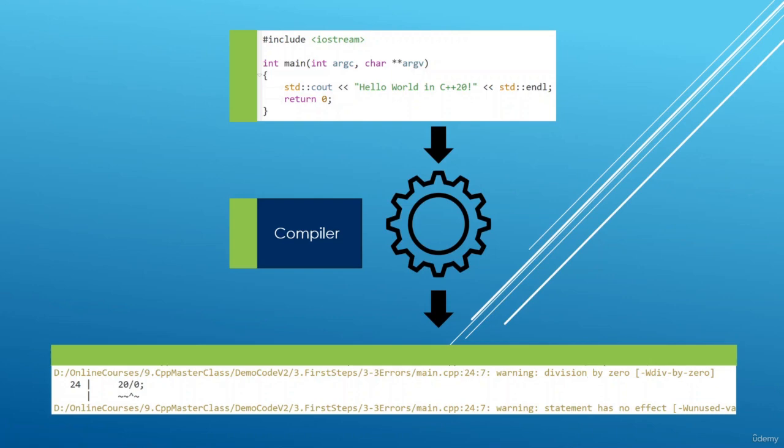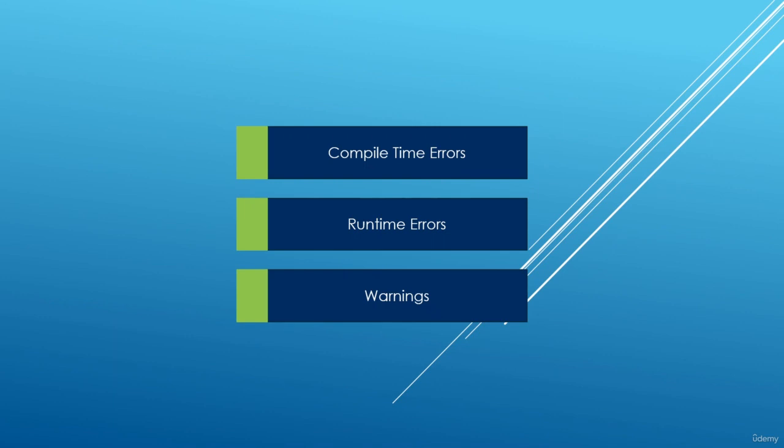We're going to see how this works. The main message in this lecture is that you may have problems in your program, and they are going to come in three forms. Some are going to be compile time errors, some are going to be runtime errors, some are going to be warnings. We are going to hop over to Visual Studio Code and actually play with this.